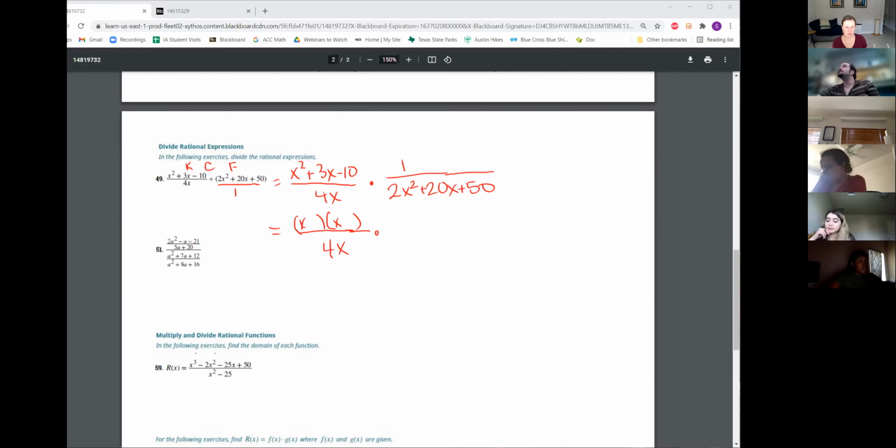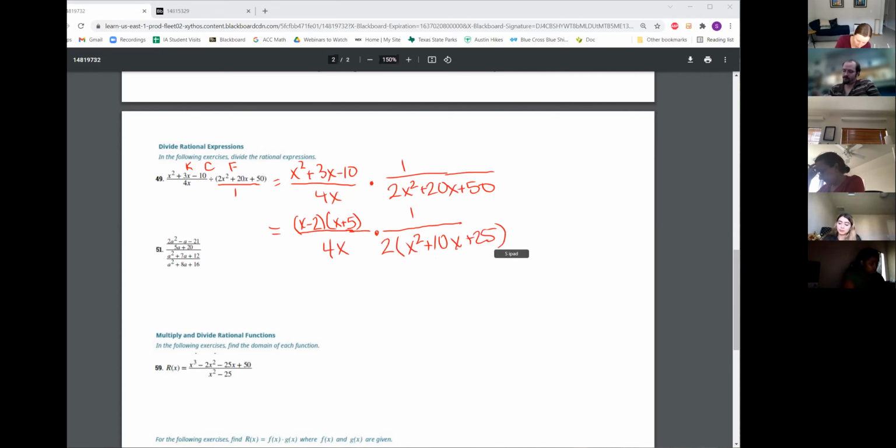Okay, I got x minus 2 and x plus 5. x minus 2 and x plus 5, okay. And then for the right side, I had x squared plus 2x plus 5. x squared plus 2x plus 5. Did you factor that? I wasn't sure. I would take out a 2 first because they all have a 2. So always start with that if you can. So that gives you x squared plus 10x plus 25. Can you factor that?